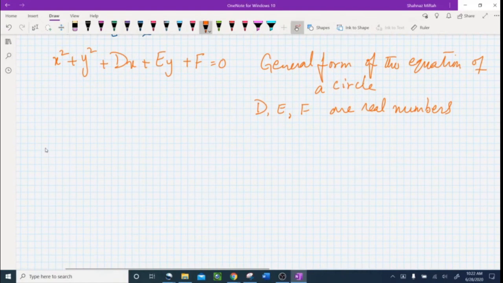So let's try one example really quick. For example, I have x squared plus y squared plus 4x minus 4y minus 1 equals 0. So that's F, that's E, that's D. When I see this, I can tell that's the general form of the circle equation. So how do I change this into my standard form?